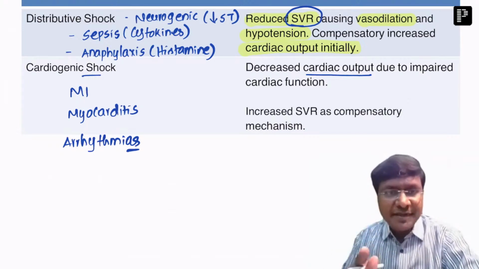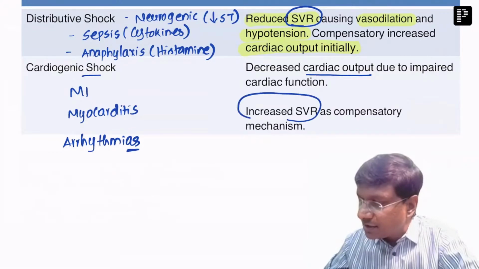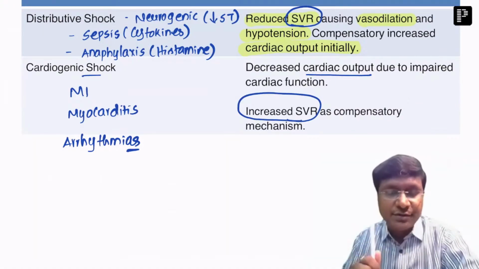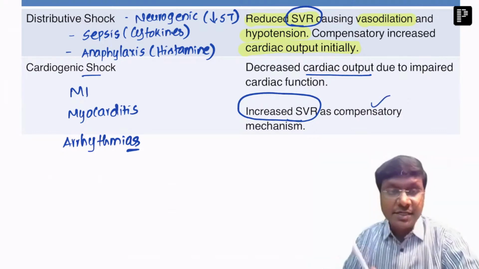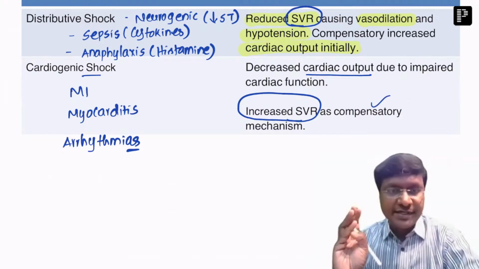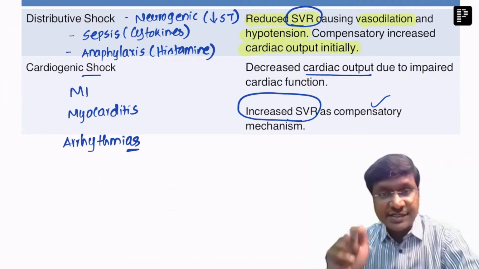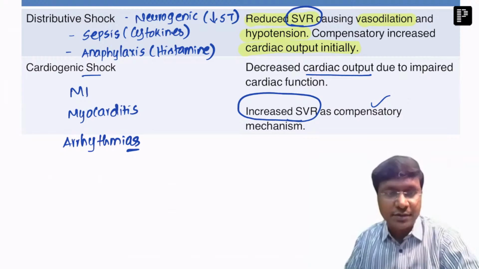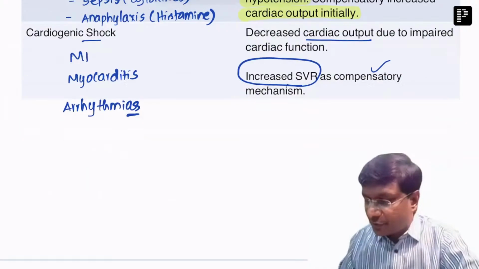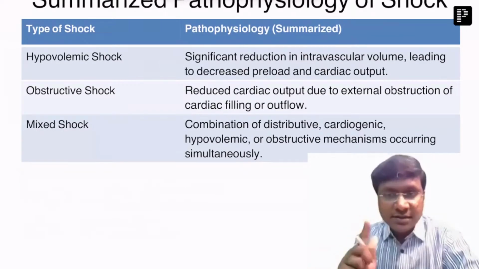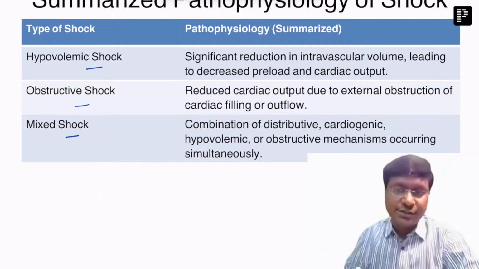Now, as a compensation, what will happen to systemic vascular resistance in patients with cardiogenic shock? Please remember, in patients with cardiogenic shock, there will be increase in systemic vascular resistance as a compensatory mechanism. In distributive shock, because of cytokine release or histamine release or loss of sympathetic tone, systemic vascular resistance decreases. This is about distributive and cardiogenic shock. Then, what is the third type of shock? The third type of shock is the hypovolemic. Next, we have obstructive and then mixed shock.